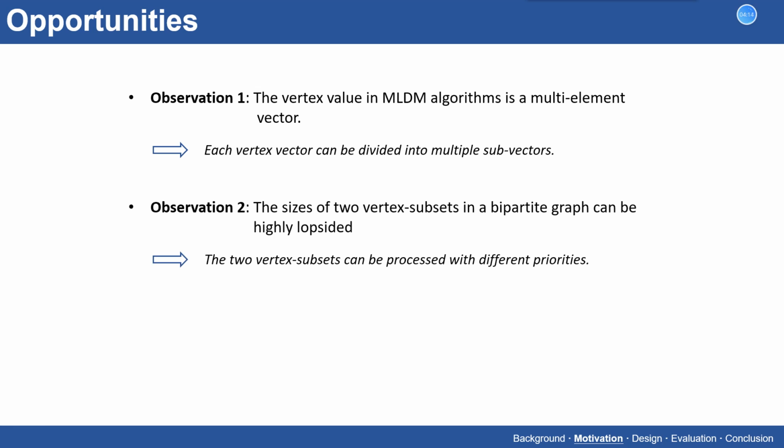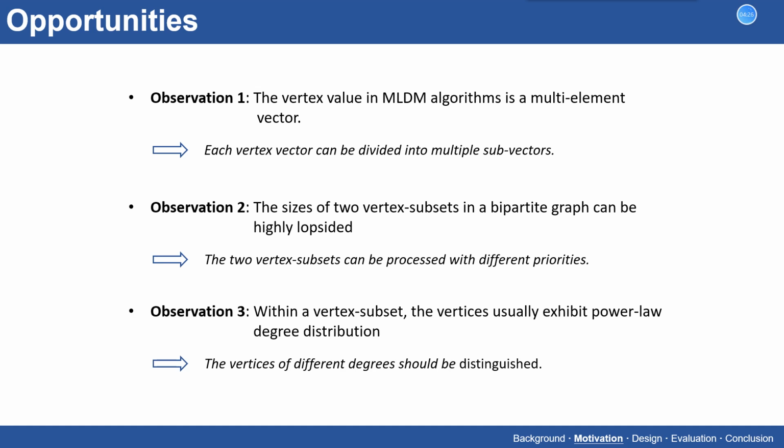According to the second observation, the numbers of vertices in the two vertex subsets are imbalanced, which heightens the necessity of processing these two vertex subsets with different priorities. According to the third observation, the vertices within a vertex subset usually exhibit a power-law degree distribution. As a result, the computation time of a few high-degree vertices is much longer than that of other vertices, incurring imbalanced computation time among vertices. Therefore, it is necessary to distinguish the vertices of different degrees.